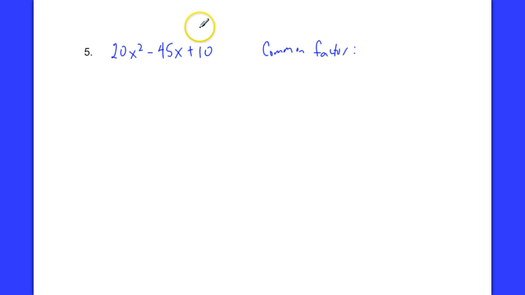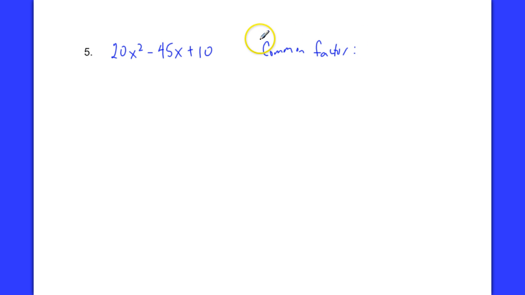If you would, please copy down this question: 20x squared minus 45x plus 10, and let's work through that and the issues that come along with it. If you want to hit pause and try it, it's based on the previous problem. You can sure do that, but I'm just going to keep talking. So try that on your own.